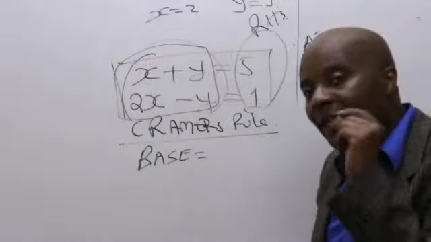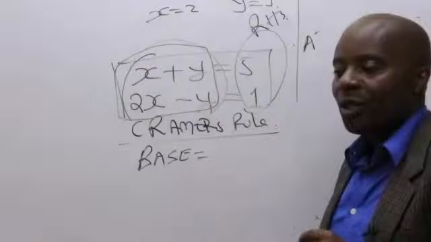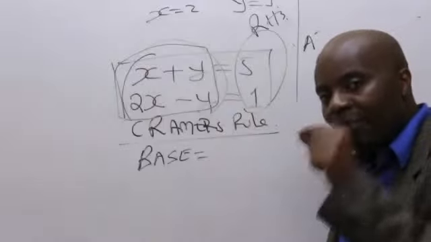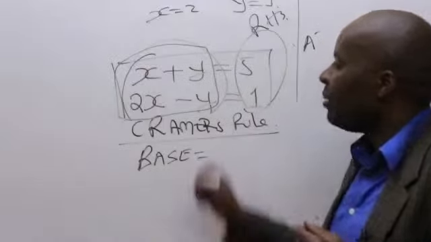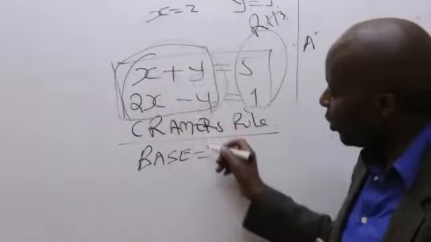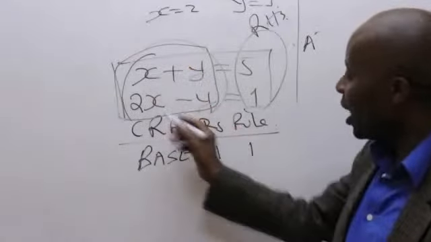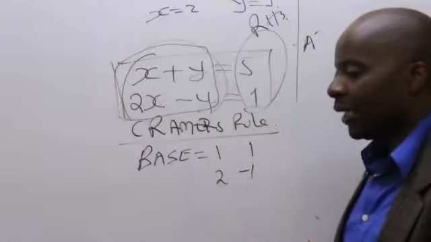Coefficients of x and y. So coefficients are those numbers that come before those letters. So the base matrix here will be this coefficient. We have 1, 1. And then we have here 2, minus 1 like that.